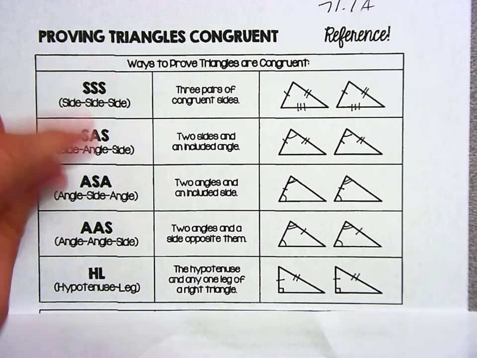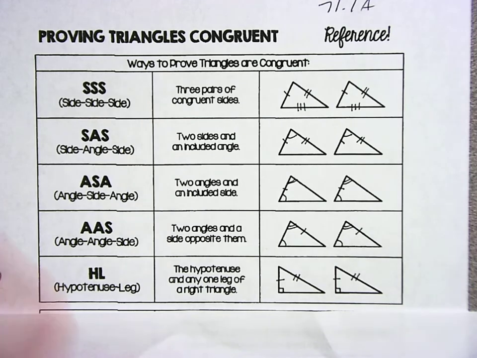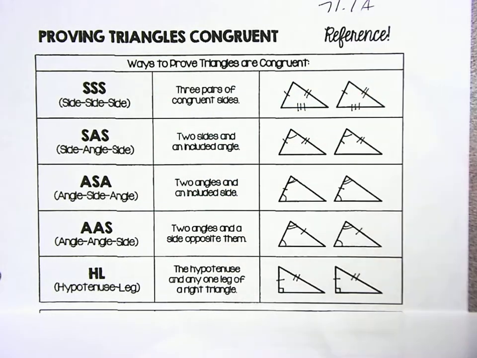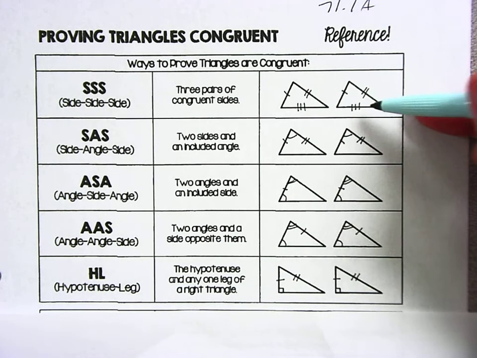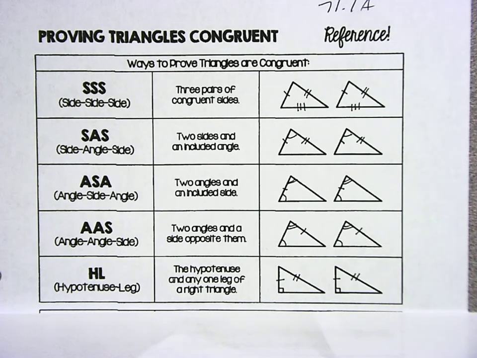The first 1, 2, 3, 4 are for any two triangles, okay? And then the last one here is specifically only for right triangles. All right, so let's focus on these right here. If you know and you've measured three sides of one triangle and then three of another and they match up and they're congruent, then you are done. Those two triangles are congruent by what they call side, side, side. So basically, you measure the sides, they pair up, they're congruent, and you don't even got to measure the angles.